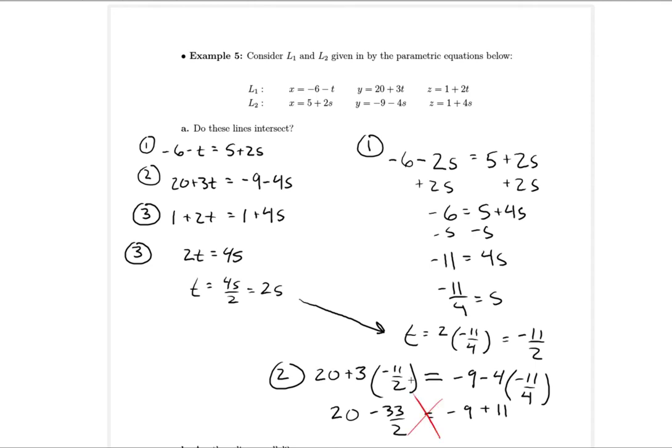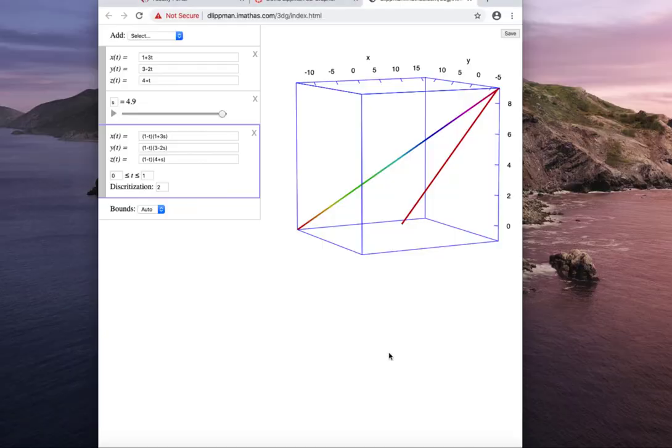So the fact that we could not make all 3 of those equations work means that the lines do not intersect. Okay, now let's take a look at a graph of these lines.